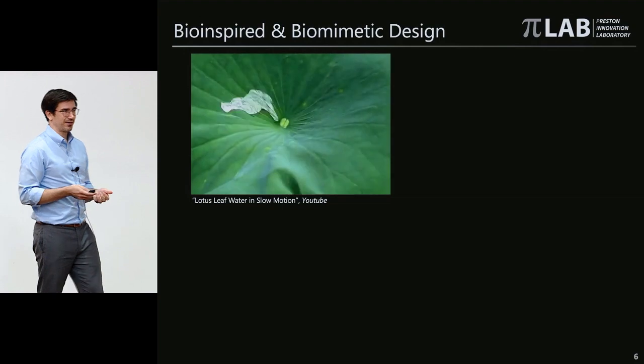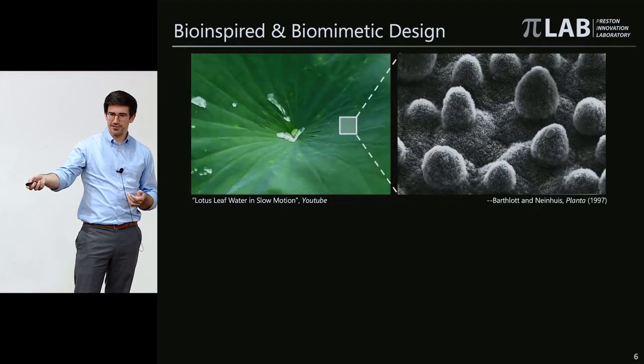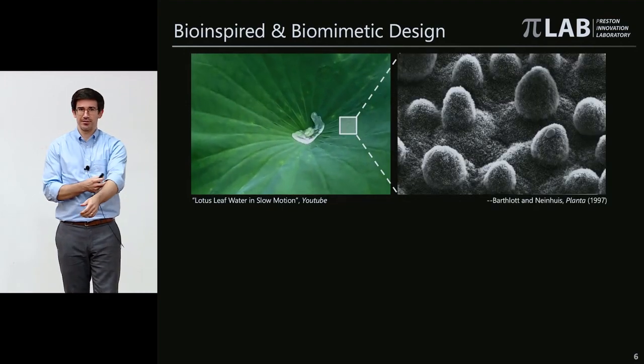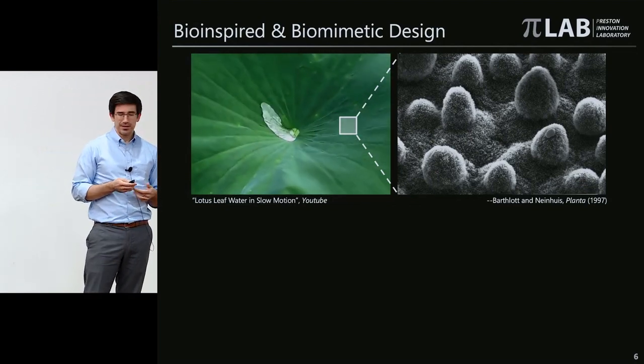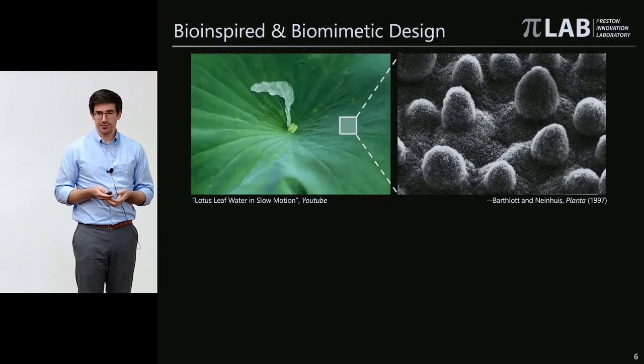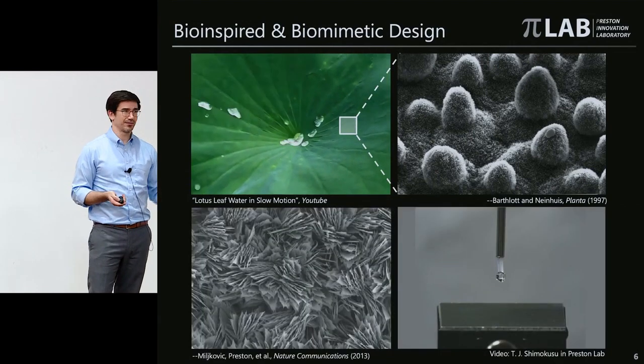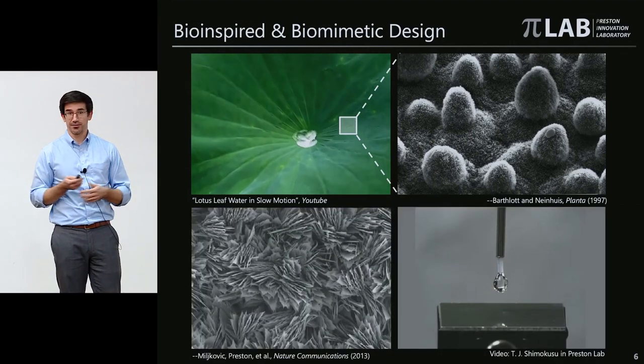Here's an example that folks in the audience are certainly familiar with: the lotus leaf. And if we zoom in on the lotus leaf, we can see these micro and nano textures, as well as knowing that it has some waxy chemistry to promote superhydrophobicity. And we can be inspired by this, and we can reproduce it right in the lab. We can make things that work even better than the lotus leaf.